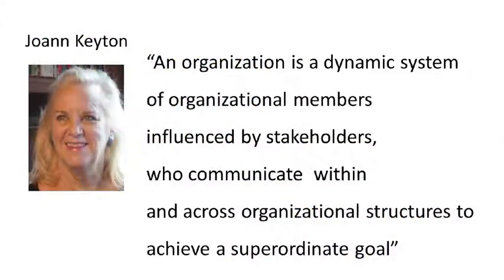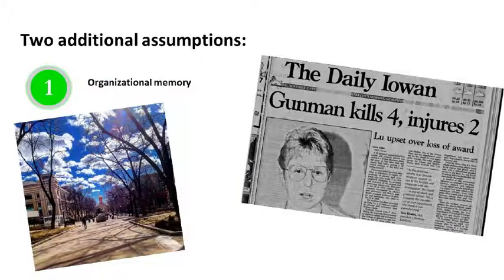So Keaton concludes the first part of the chapter by saying, "An organization is a dynamic system of organizational members influenced by stakeholders who communicate within and across organizational structures to achieve a superordinate goal." After offering this definition, would you agree that organizations preserve knowledge, behaviors, mental maps, norms and values over time and maintain a thread of coherence, or a kind of organizational memory?